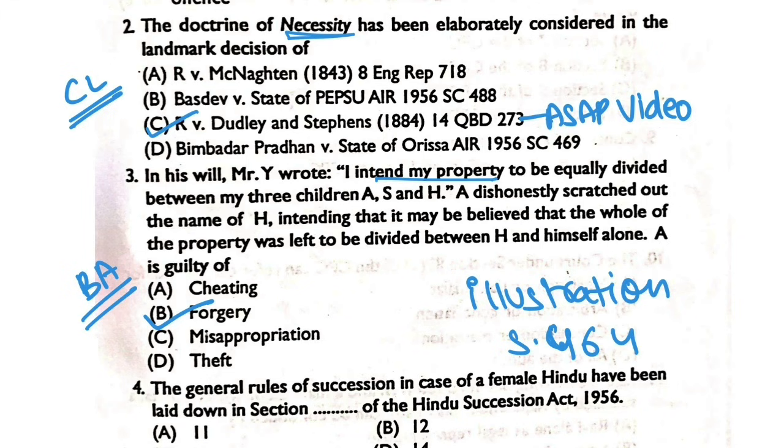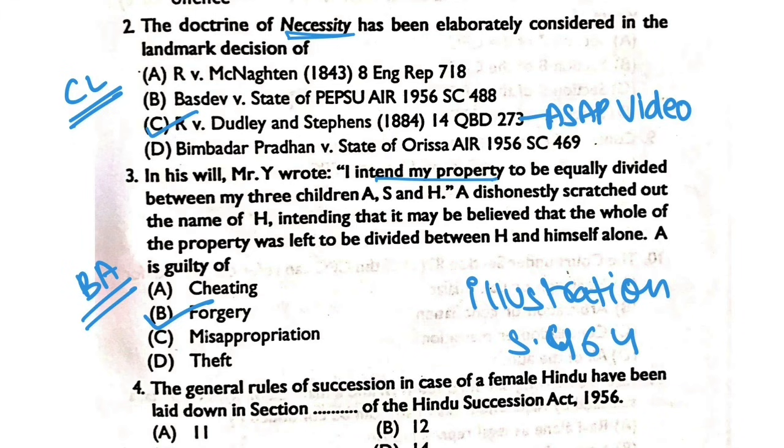The third question says that in his will, Mr. Y wrote, I intend my property to be equally divided between my 3 children A, S and H. A dishonestly scratched out the name of H, intending that it may be believed that the whole of the property was left to be divided between H and himself alone. A is guilty of what section? So this is a Bare Act based section.